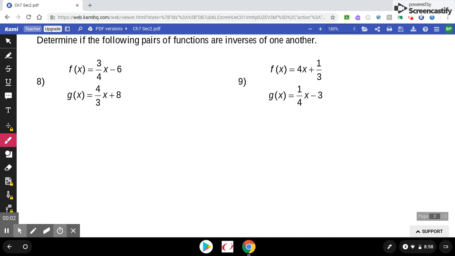Part 3 and the final part in a series of 3 for section 7.2 videos. So these are the proof problems. Determine whether the following pair of functions are inverses of one another.